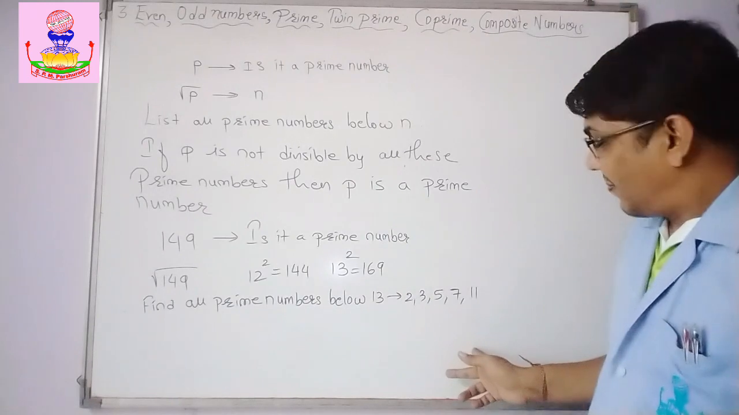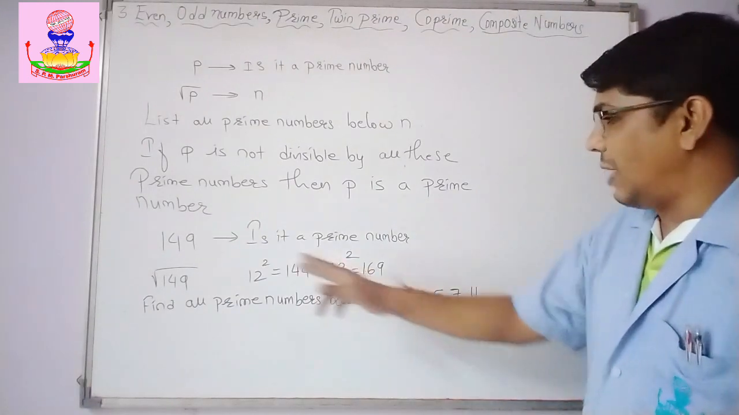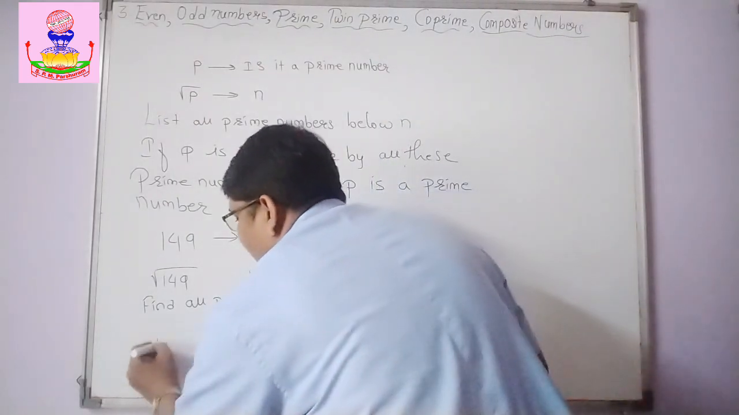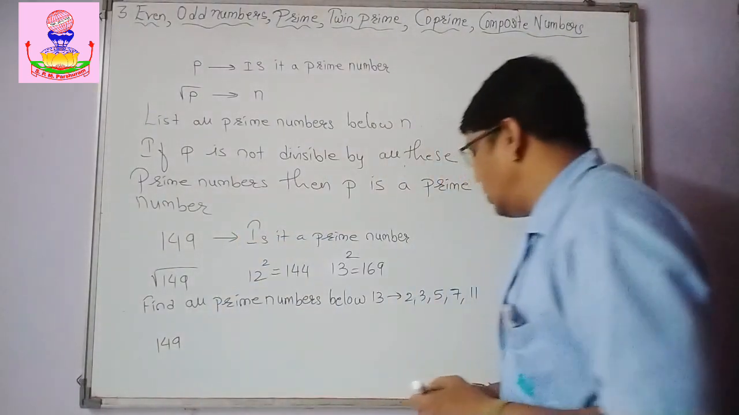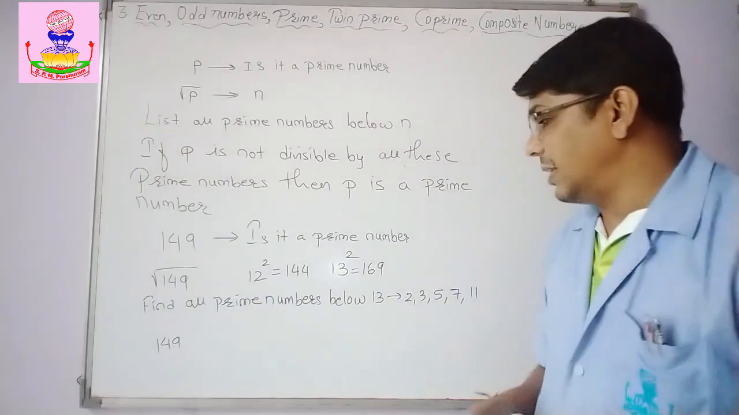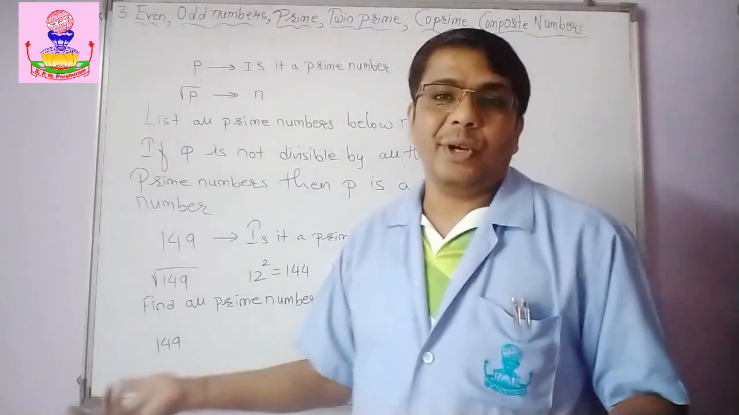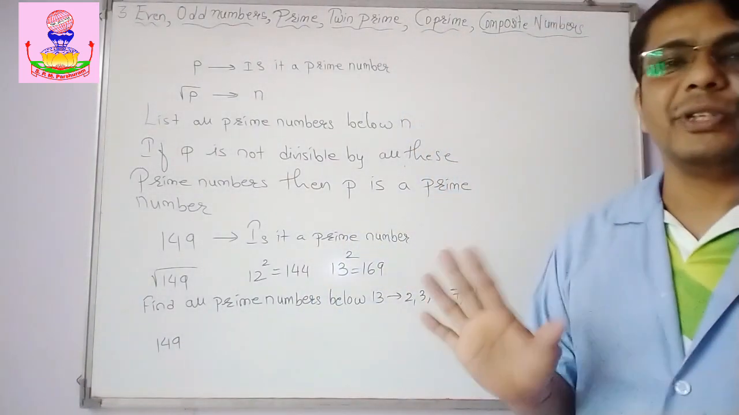Now see whether 149 is divisible by all of these. Let us check. Now, 149. Can you divide by 2? No. Can you divide by 3? 9 plus 4, 13, plus 1, 14. No. Can you divide by 5? Not at all, because in the units place there is no 0 or 5.